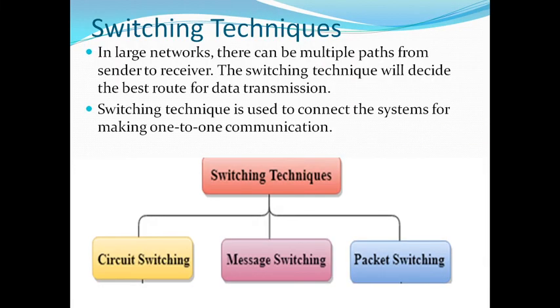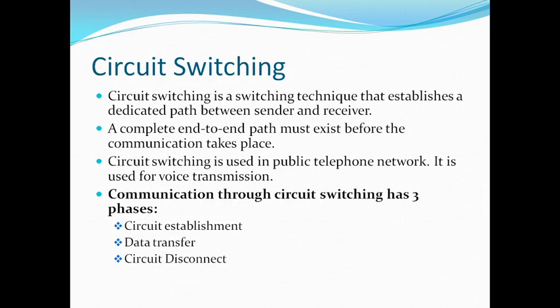Next, we will read what is switching. In large networks, there are multiple paths from sender to receiver. The switching technique will decide the best route for the data transmission. Switching technique is used to connect the systems for making one-to-one communication. There are three types of switching techniques. First is circuit switching, second is message switching, and third is packet switching. Message switching is not specified in this year's syllabus, so let's move on.